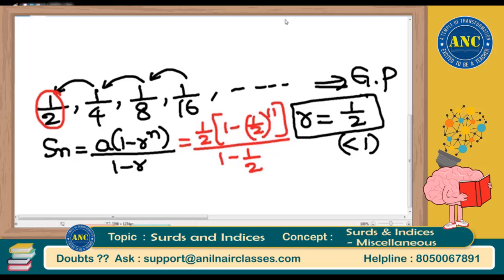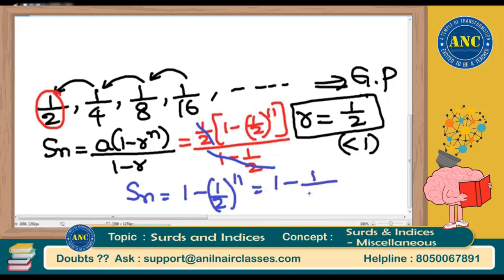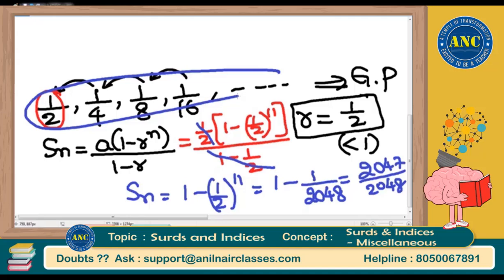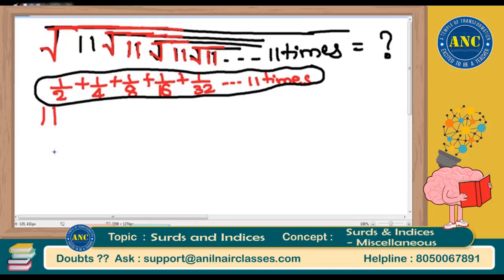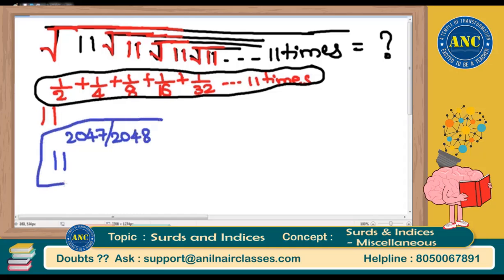If I simplify further, 1 minus half is half, so the half will cancel. Sum of n terms is 1 minus 1 by 2 whole power 11. 2 power 11 is 2048. Your final power is nothing but 2047 divided by 2048. That means for 11 terms, the sum is 2047 divided by 2048. Answer is 11 power 2047 divided by 2048. Very easy way of solving the question.